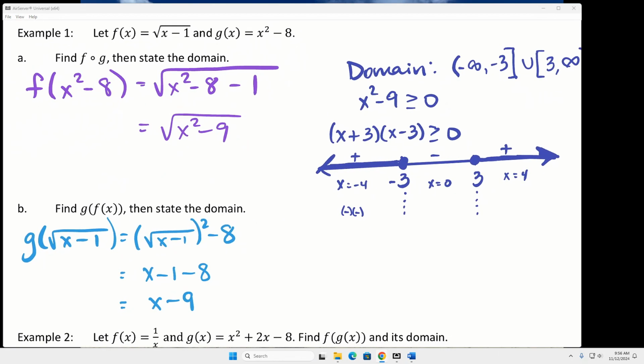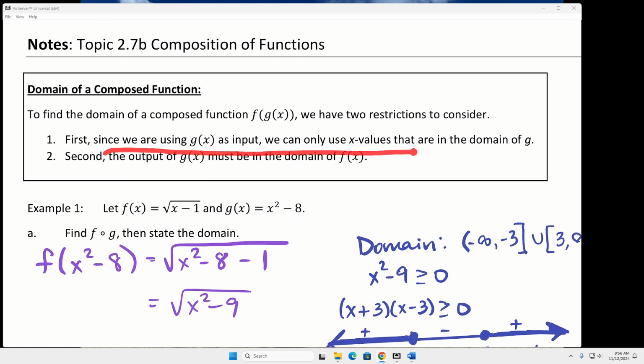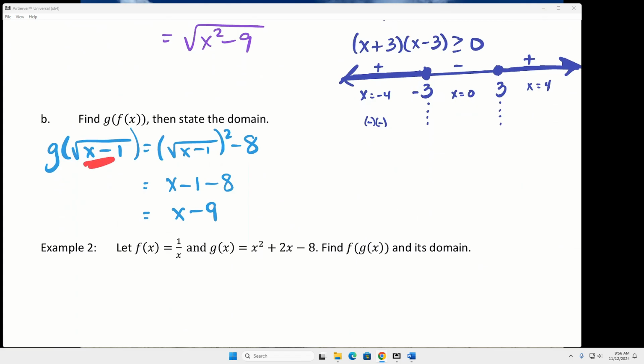Right, and if this hadn't been a composition and you just wanted to find the domain of x minus 9, there would not be any restrictions. But because we have to consider the domain of what you put inside, because at the very beginning of the problem, there's a square root, we have to restrict the domain. And so what I always do is after I do the problem, when I'm doing my domain, I look back at all my work. And if I ever see a square root or I ever see an x in the denominator, I know I have to restrict the domain.